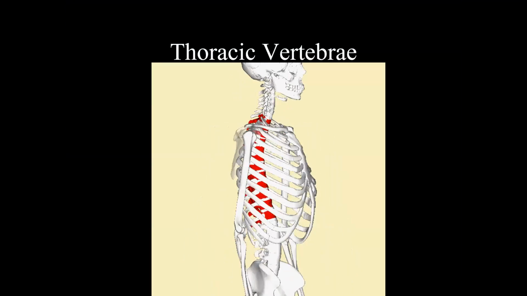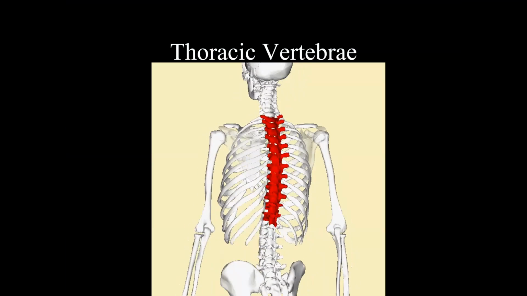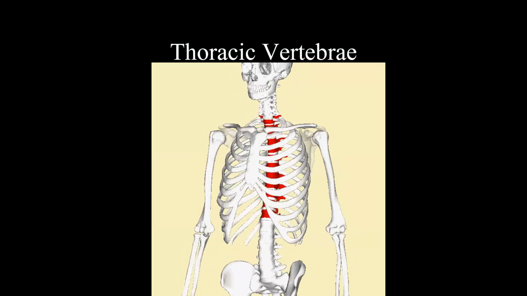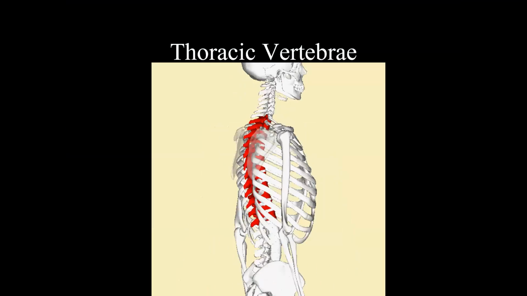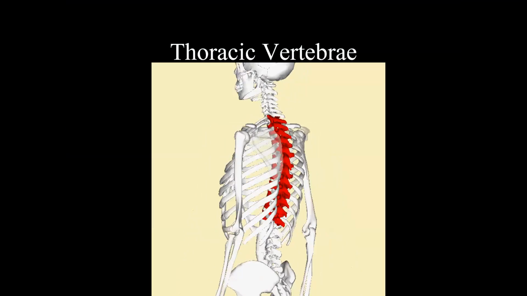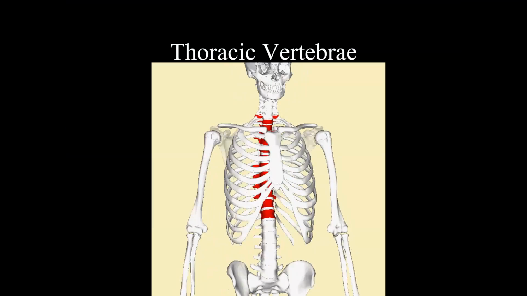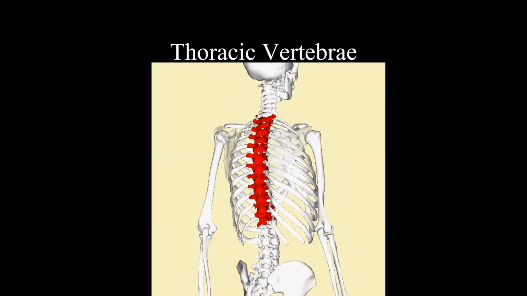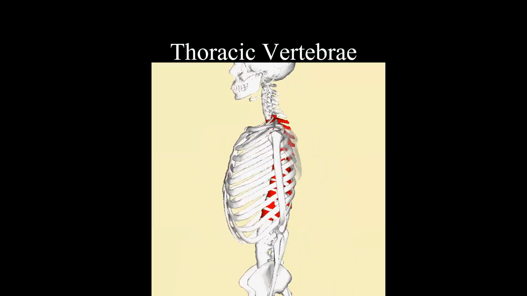So there are the thoracic vertebrae. They start right at T1, right where the thoracic cavity starts, and they end right above the lumbar region.